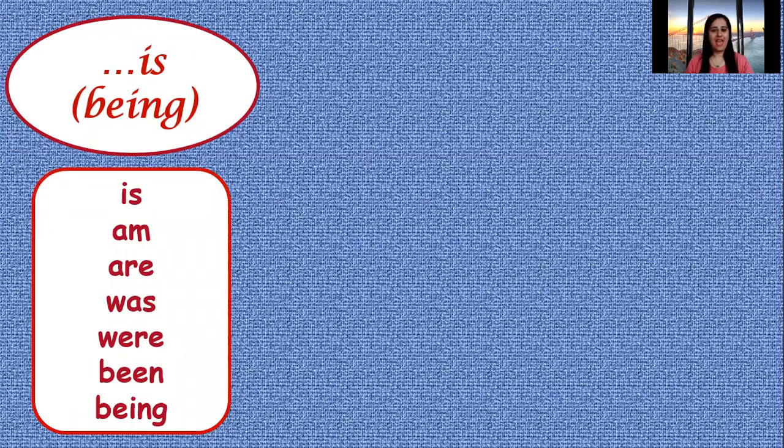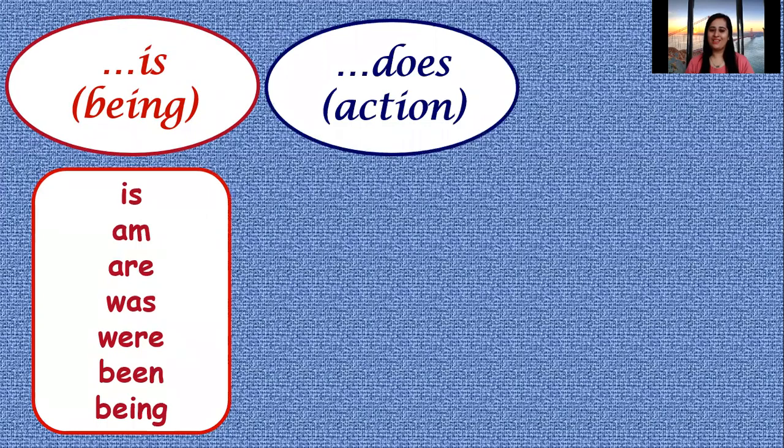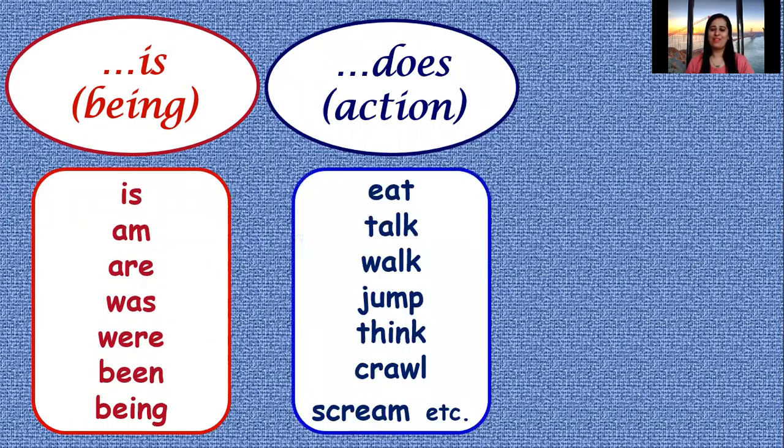Now, what a subject is. Is means being form. And which words are included in being form? Here is the list. Is, am, are, was, were, been, being. Now, what the subject does, that means the action. And here's the list. Just a few to mention. Eat, talk, walk, jump, think, crawl, scream, etc.